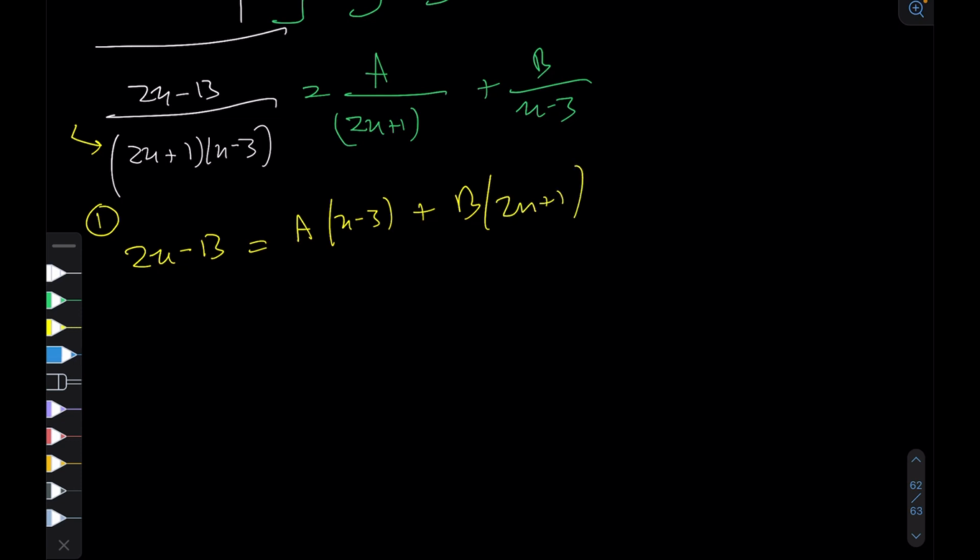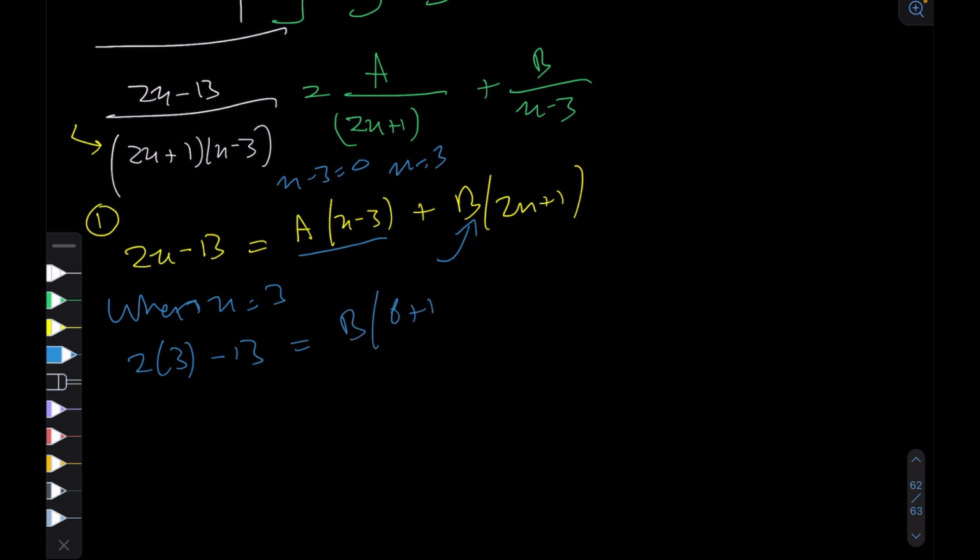Now in the cover-up method, what you really argue is that when we look at this factor, x minus 3 will be equal to 0 when x is equal to 3. So when x is equal to 3, we have 2 times 3 minus 13. The reason why we chose 13 is so that this could become 0, and we would only have to deal with one variable, or one unknown rather. So we would get b times, well, 2 times 3 is 6 plus 1. This would be minus 7 equals 7b. In other words, b equals minus 1.